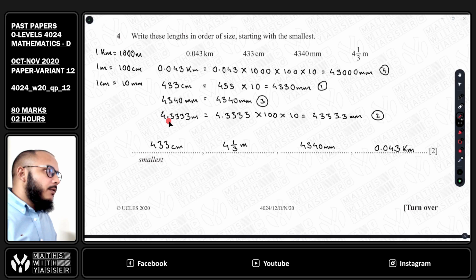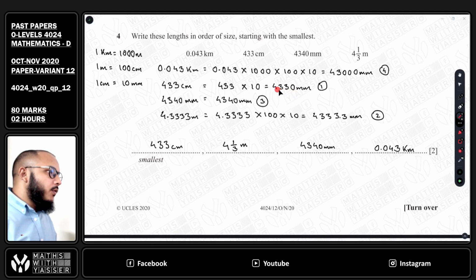Next, we have 4 1/3, which is basically 4.3333. This we need to multiply again, since this is in meters, we need to multiply with 100 so that it converts to centimeter, and then we need to again multiply with 10 to convert it to millimeters. So that will give us 4333.3 millimeters. Now we can clearly observe which one is the smallest.